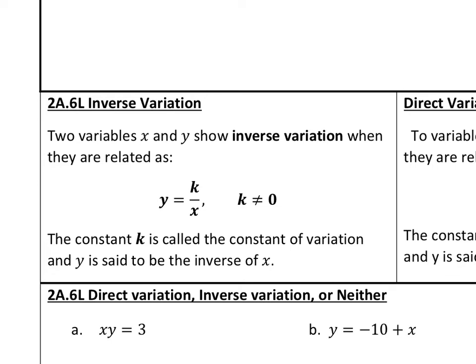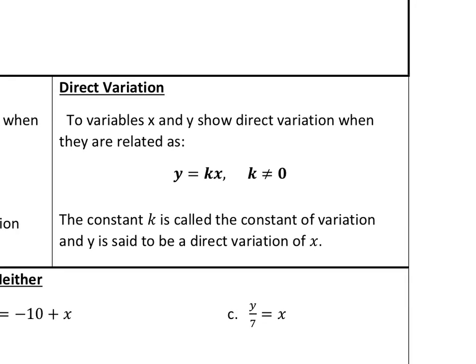Now that k can be a, I've seen some books say a, it doesn't matter. It's just your constant of variation. Now direct variation, which you should have been taught in Algebra 1, is when two variables, x and y, show direct variation when they are related as y equals kx. K again is called the constant of variation, and y is said to be a direct variation of x. So for multiplying, as y increases, x increases.